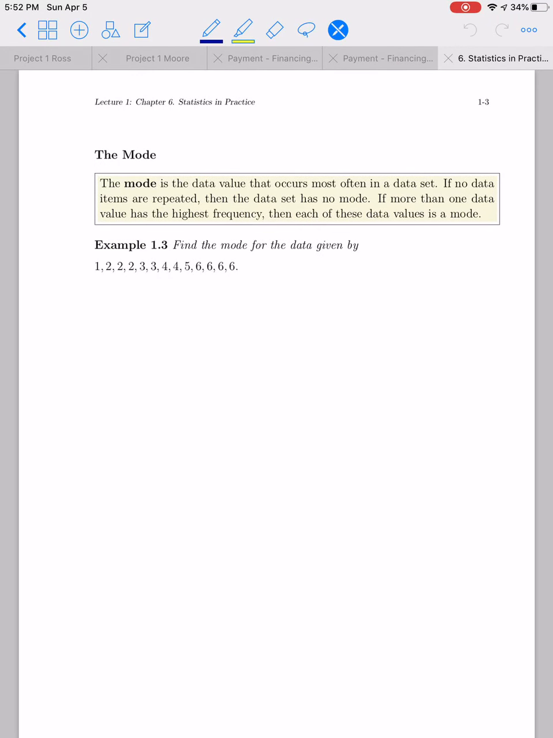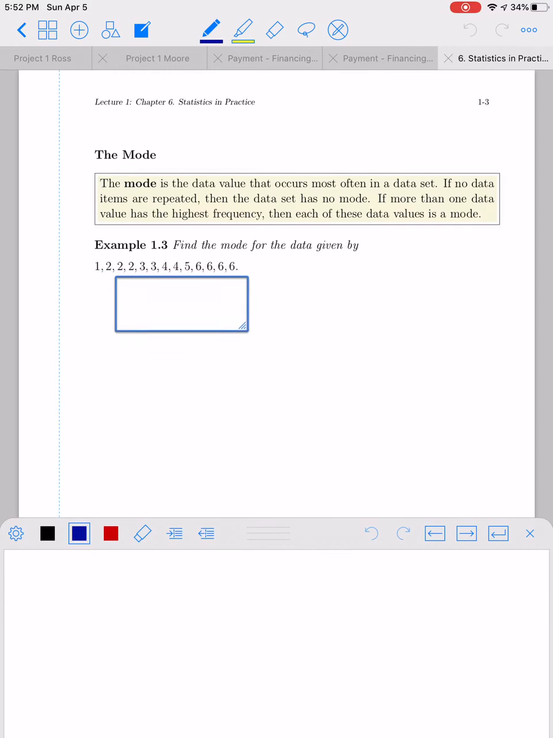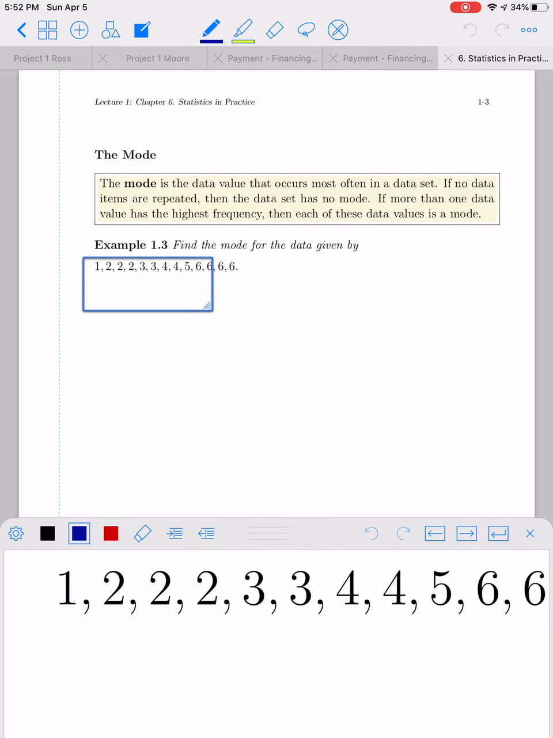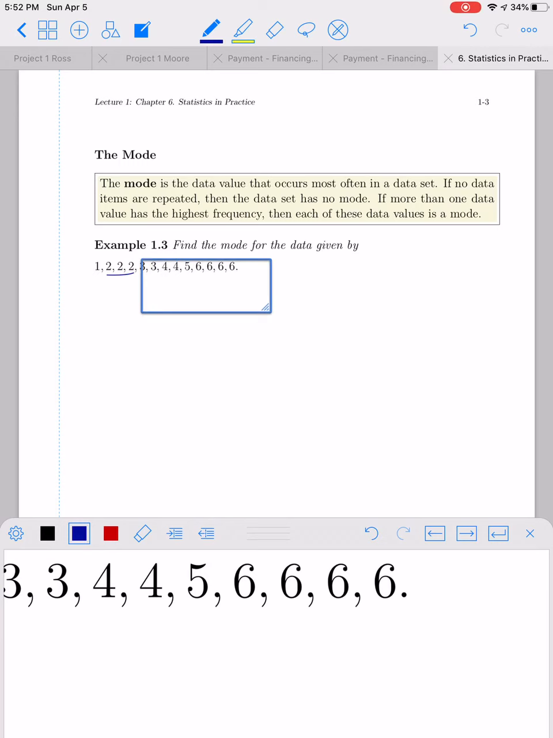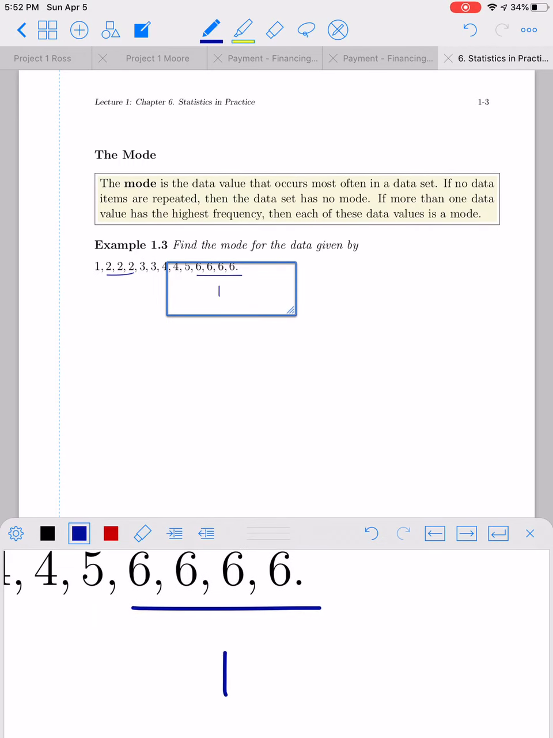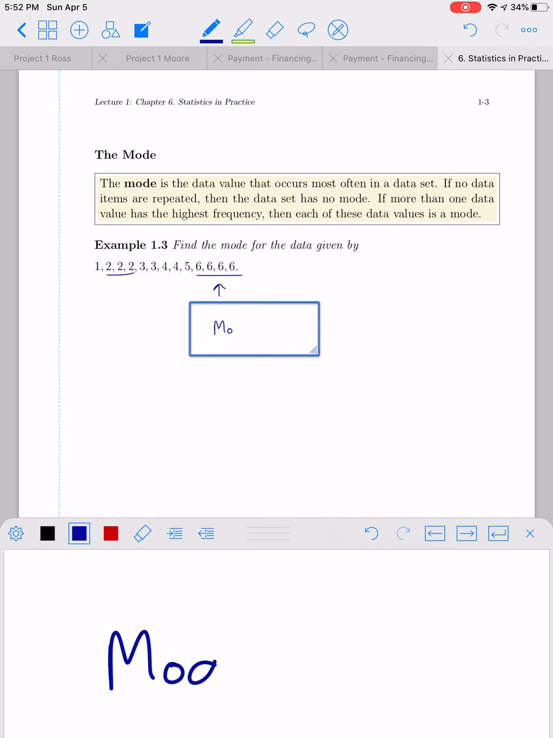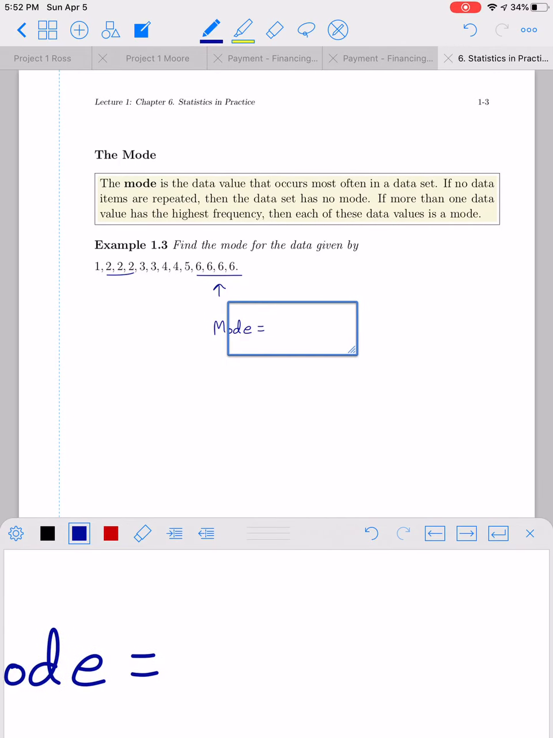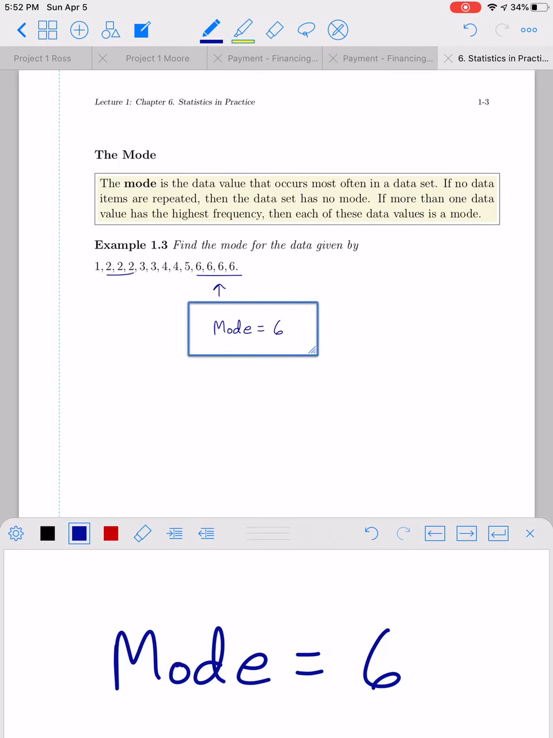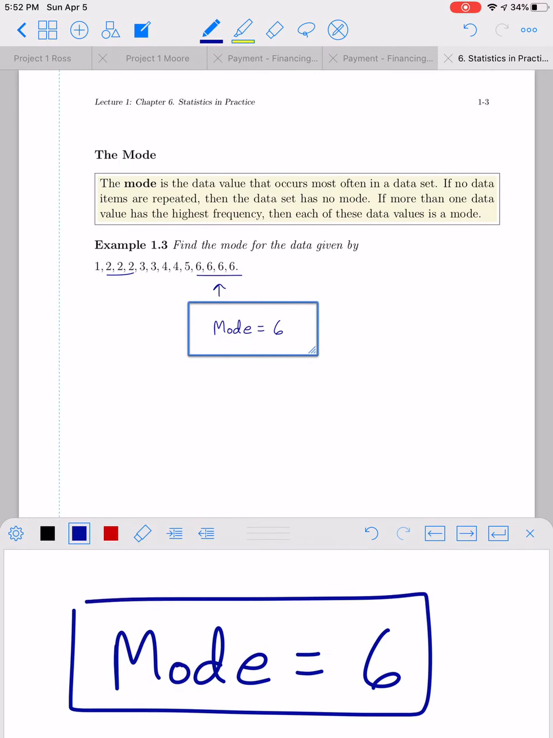The mode is the value that occurs the most. So when we look at this list, we have 3 2s, so far that's the most. Then we get to 4 6s, that's the most. Nothing else has 4 copies of itself, so the mode is 6. If there's a tie for the mode, in other words, if there were 4 2s, then you can have 2 different modes. It could be 6 and 2. But again, 6 had the most occurrences.